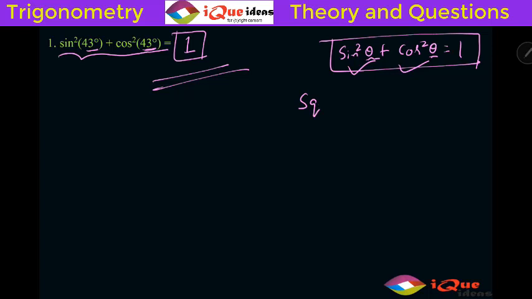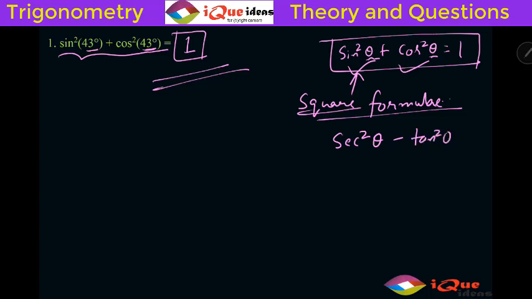If you remember the square formulas we have done: cos square theta plus sine square theta equal to 1. We also had sec square theta minus tan square theta equal to 1, and we have also done cosec square theta minus cot square theta equal to 1. Okay. Now let's take up the next question.